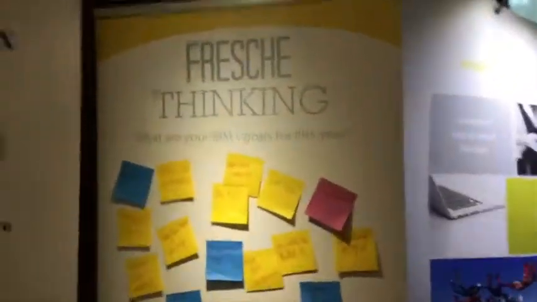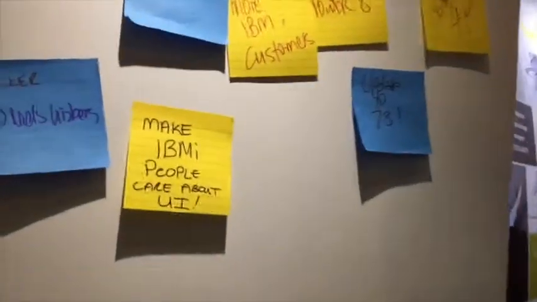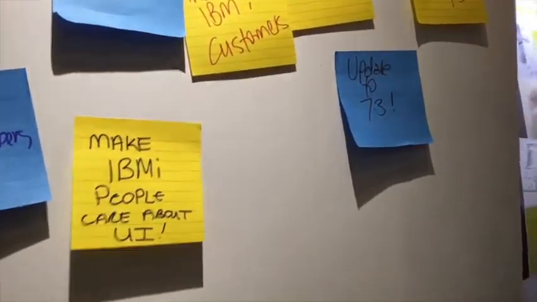Cool. So I'm just going to end there, and I'm going to focus right on our Fresh Thinking board and see what we've been collecting for today. We're at the Common Europe Conference of 2017, and yep, there you go. Oh, what does it say? Make IBM people care about UI. Well done.